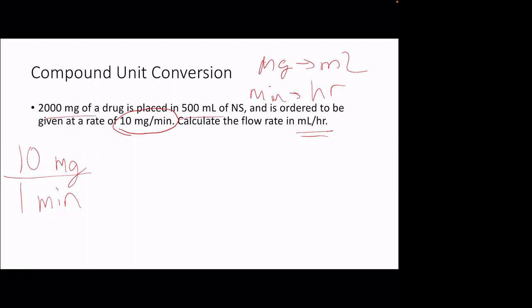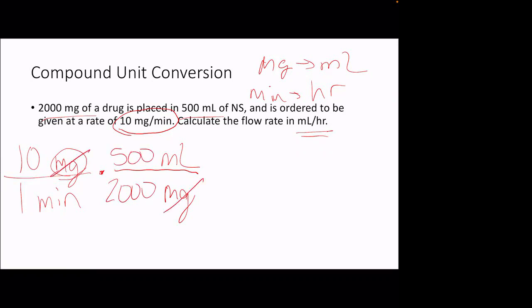Well, it gives it to us, right? 2,000 milligrams is placed in 500 milliliters. So that's the connection there. 500 milliliters of the solution is equal to 2,000 milligrams of the drug. So we're going to put that there, and we need milligrams to cancel out. So milligrams is going to go on bottom and milliliters on top. So we have 500 milliliters over 2,000 milligrams, and the milligrams cancel out. We are left with milliliters, which is what we want. So the top part is success.